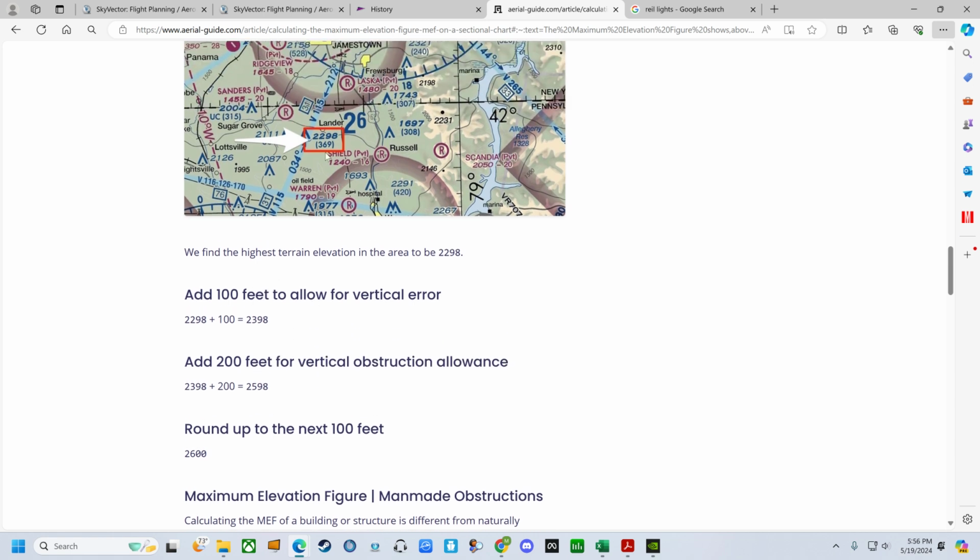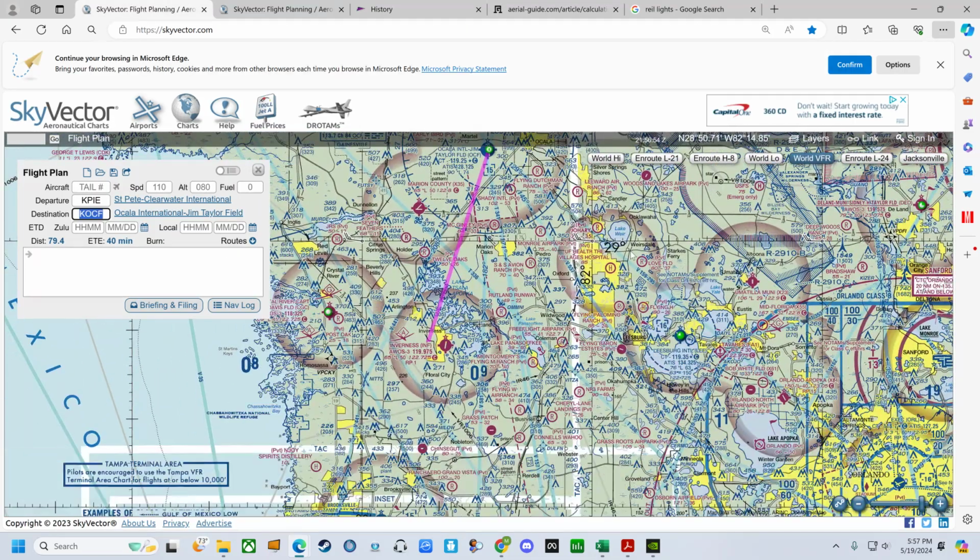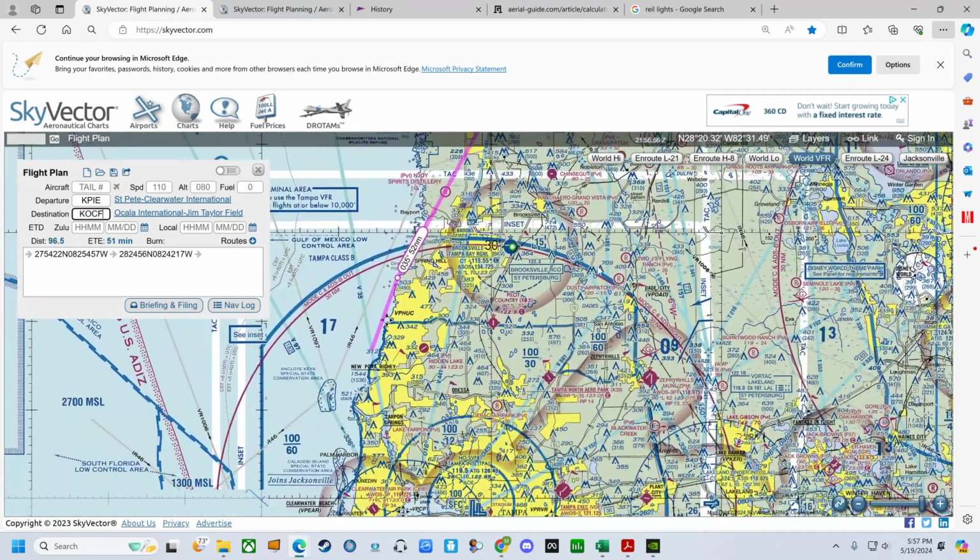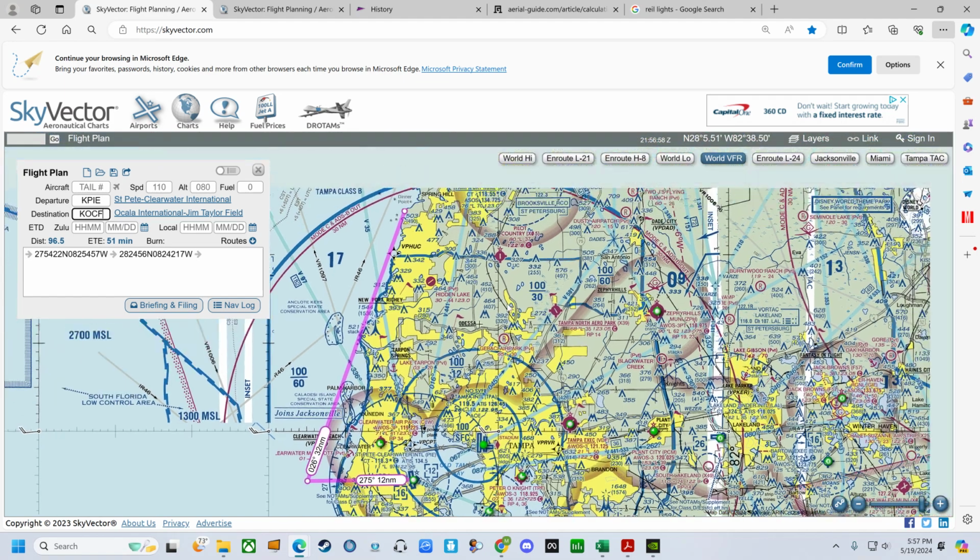So in this case, it's 2,298. Add 100 for vertical error is 2,398. Add another 200 for vertical obstacle clearance is 2,598. And then round it up to the next 100 feet is 2,600. And that's where that big 2 and 6 come from. So that figure is going to be all along those rectangular boxes, all along our sectional chart.